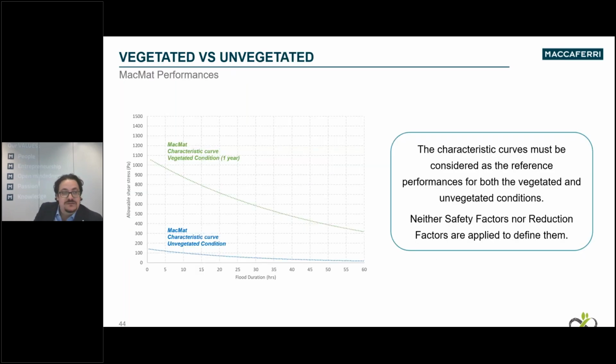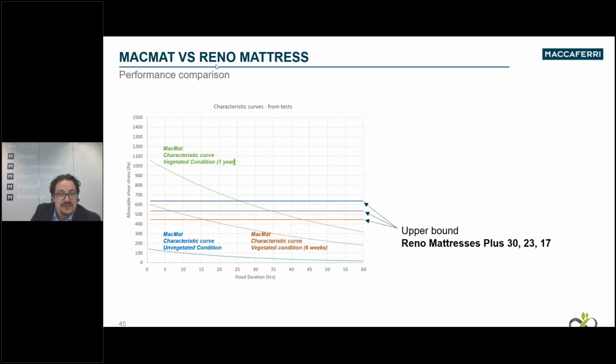So here you have the graph for the MACCAFERI in unvegetated condition. Here you have the curve in green, the characteristic curve of a MACCAFERI after 1 year of vegetation in vegetated condition. But if you want to have a performance that starts since the beginning with a very high performance, you have to add a Renomatrix Plus. With a Renomatrix Plus, as you can see, the performance is stable because it is guaranteed by the mass of the product and the stone inside.